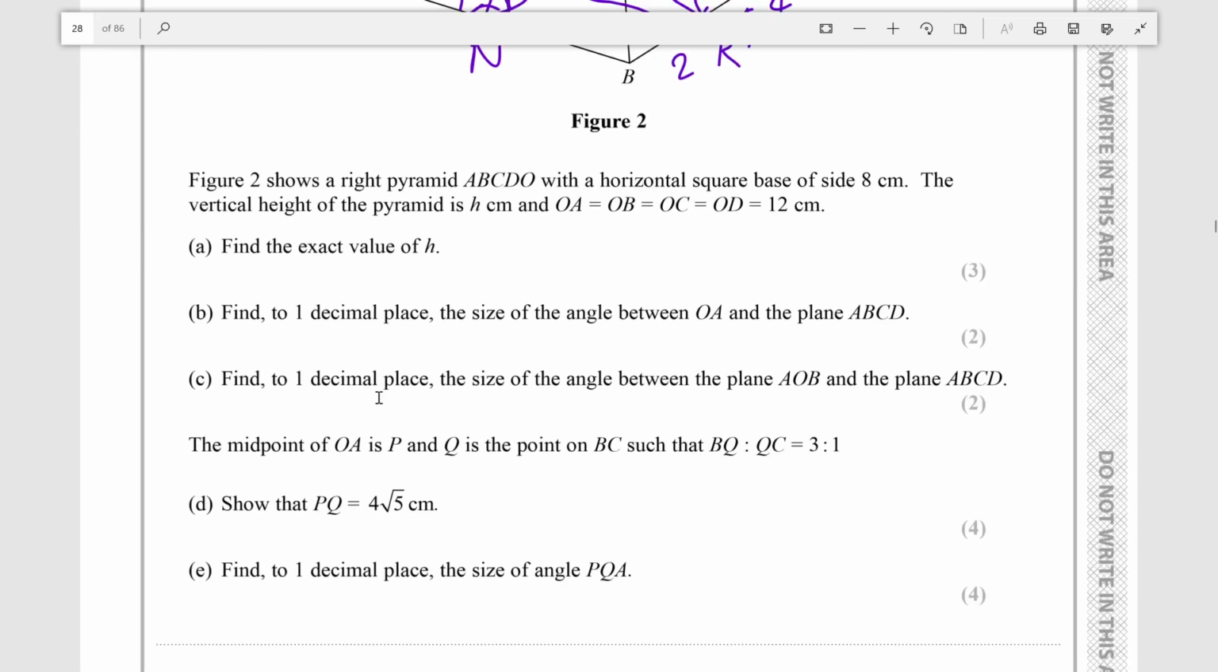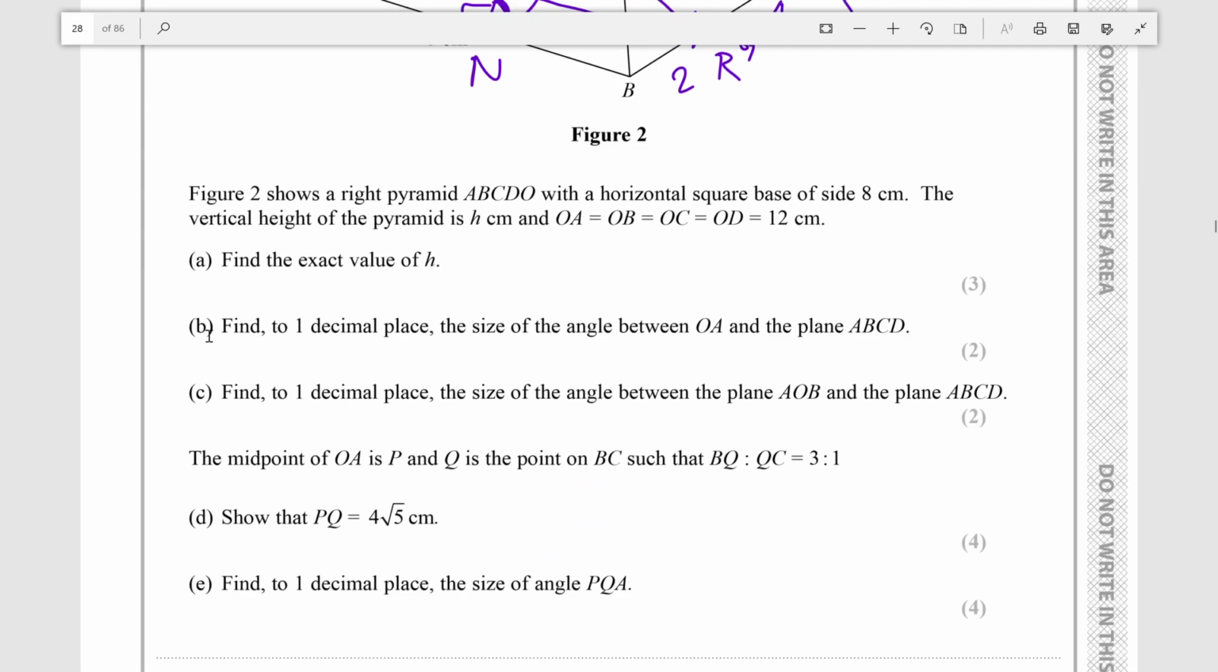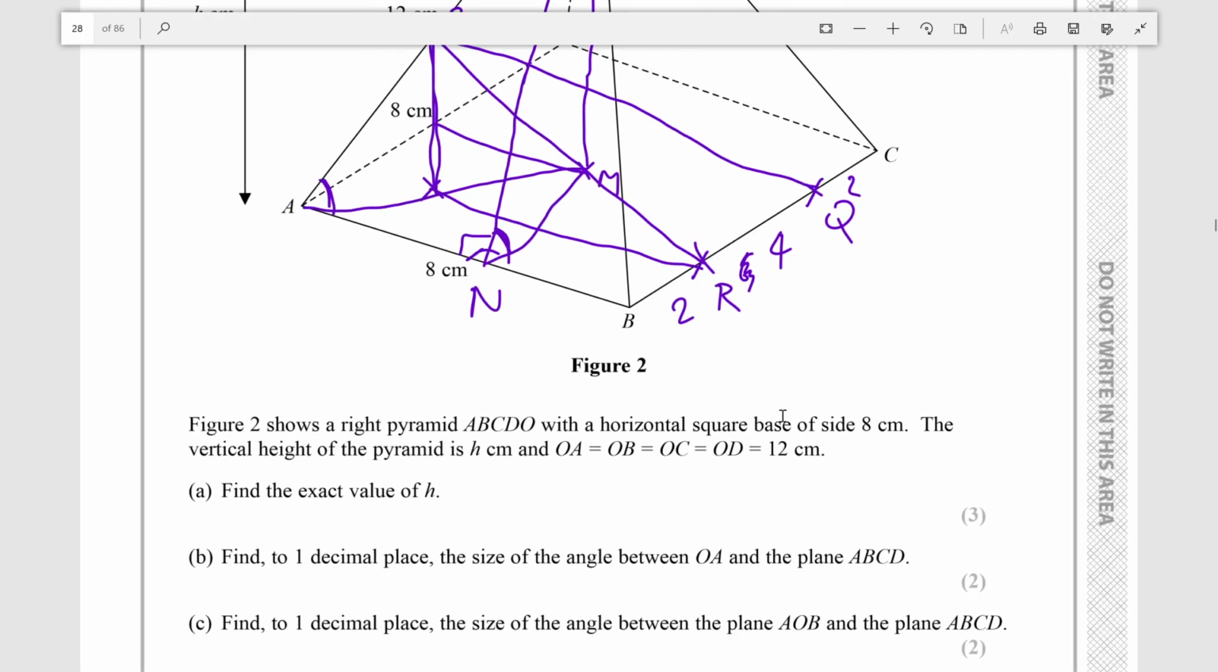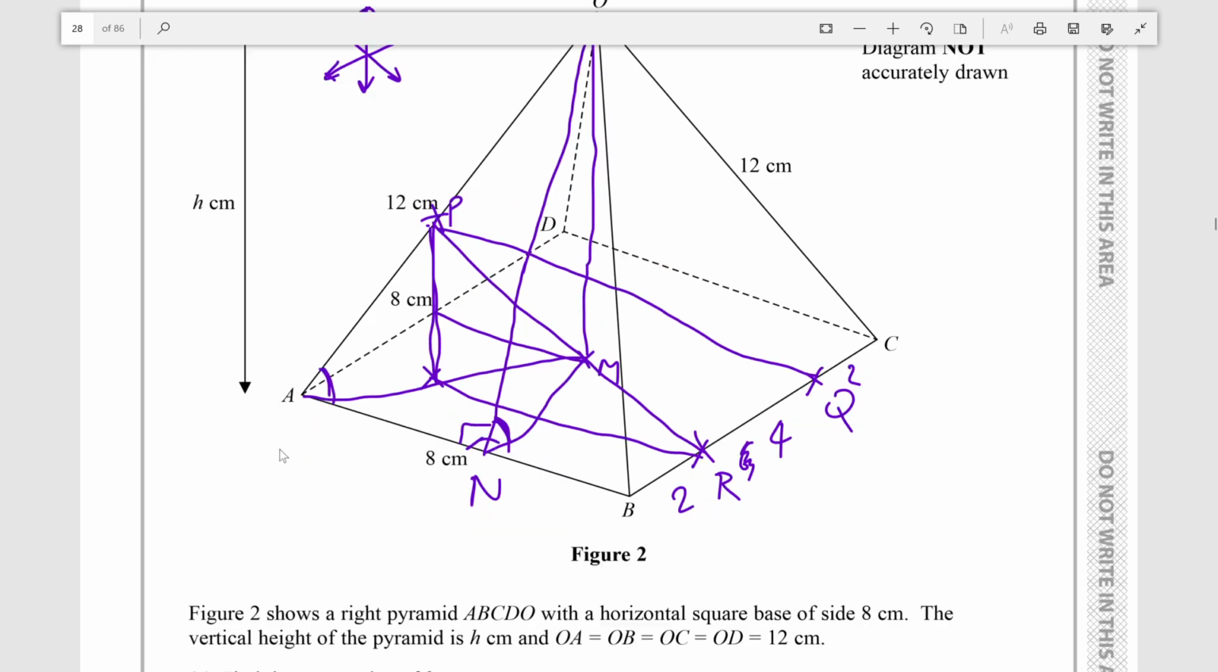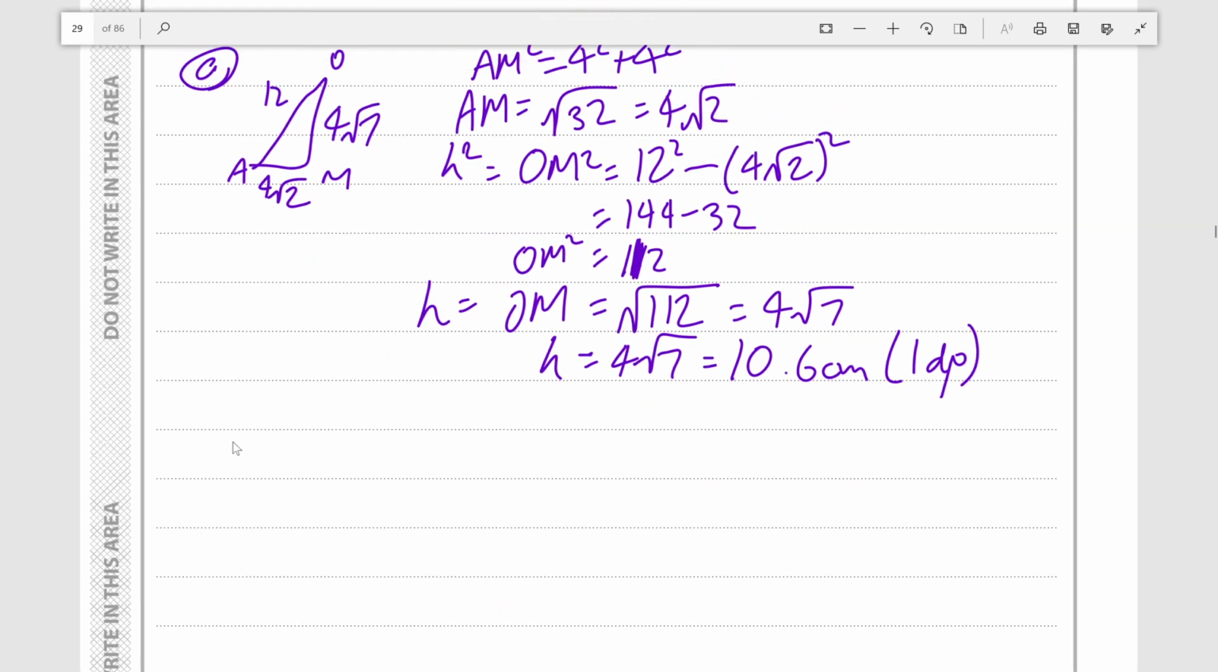And now we can move on to question B. Find the size of the angle between OA and the plane ABCD. Now, as I said earlier, we will take the inverse cosine of AM divided by OA. So the desired angle is angle OAM.